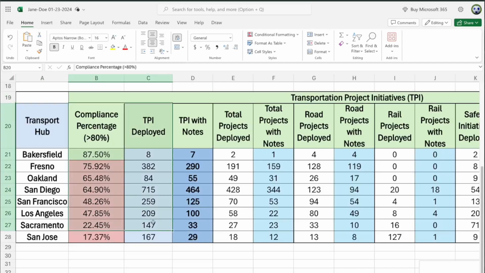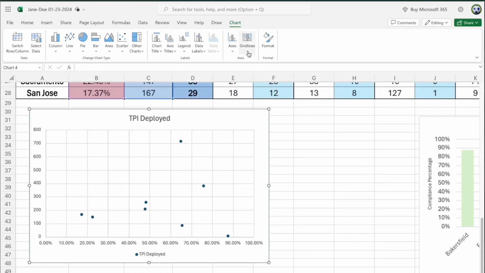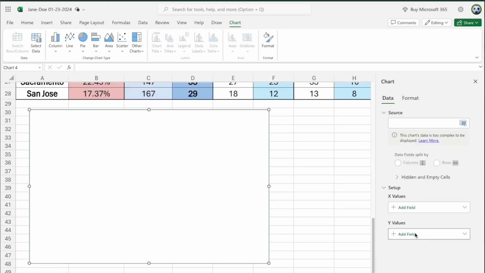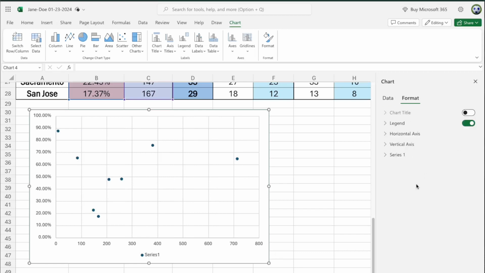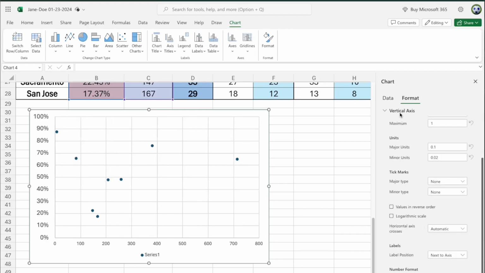Next, for the scatter chart, we'll examine the relationship between compliance percentage and total TPI deployed, offering insights into how the number of initiatives impacts compliance. Here's how we do it. Go to Insert, select Scatter, and choose the one with only markers. Update the chart title to something descriptive.